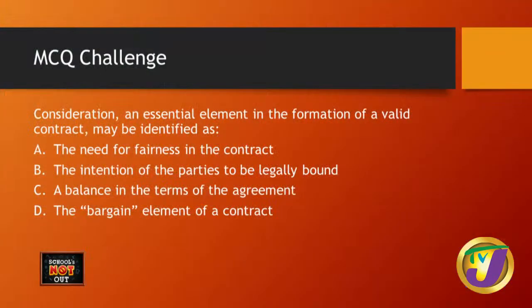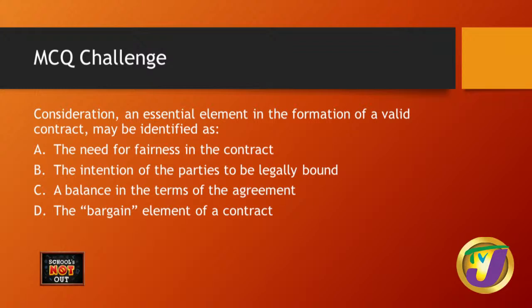So just to review for those who might have missed the question, we said that consideration is an essential element in the formation of a valid contract. And it may be identified as, is it A, the need for fairness in the contract? Is it B, the intention of the parties to be legally bound? Is it C, a balance in the terms of agreement? Or is it D, the bargain element of the contract?